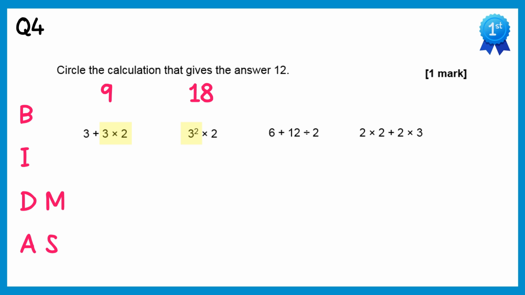For the next one we do divide first, so 12 divided by 2, that's 6, so 6 add 6 is 12. For the last one we need to do both multiplies, so 2 times 2 and 2 times 3. 2 times 2 is 4, and 2 times 3 is 6, so 4 add 6 is 10. Since we were after 12, the answer is the third one.